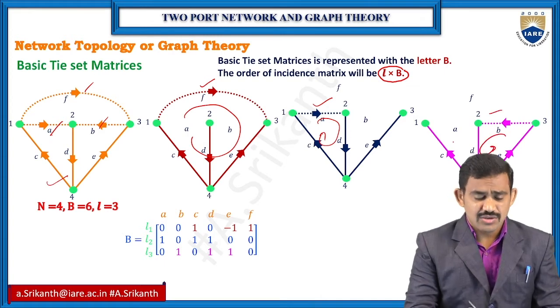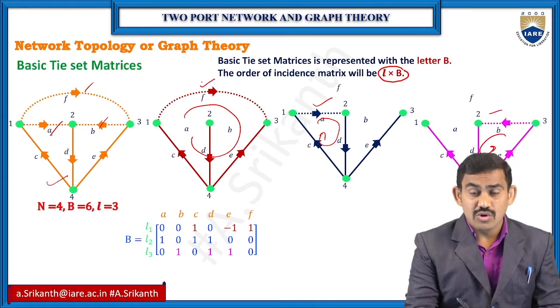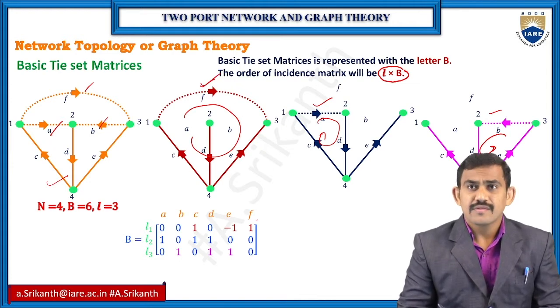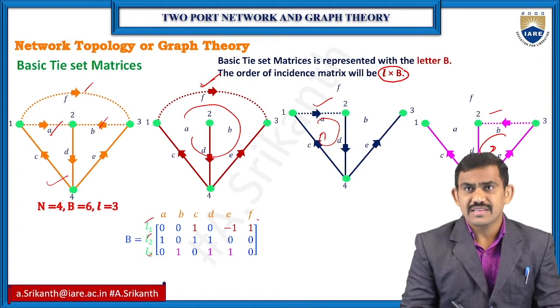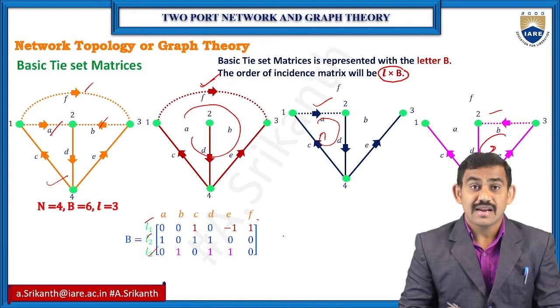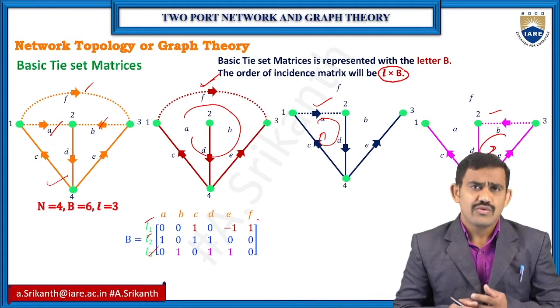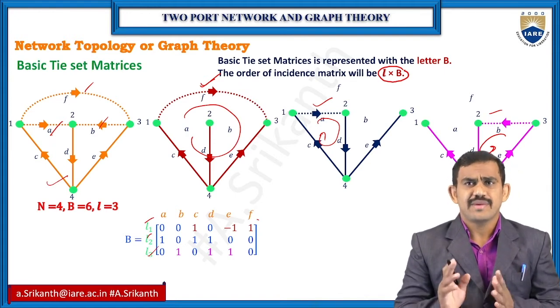And check the direction. Follow this co-tree direction and get the values. So here I have L1, L2, L3, 3 loops, 3 values. Unconnected branches are 0, same direction branches are 1, and reverse direction branches are -1.